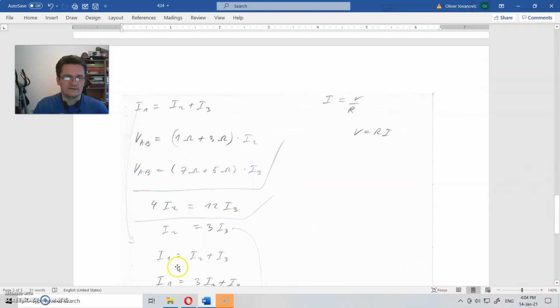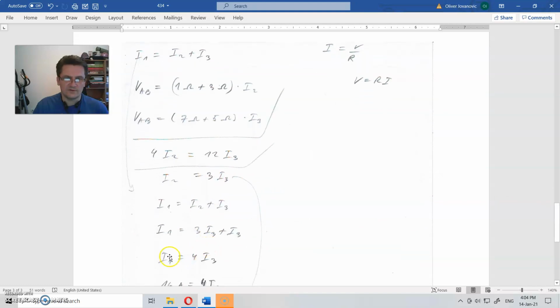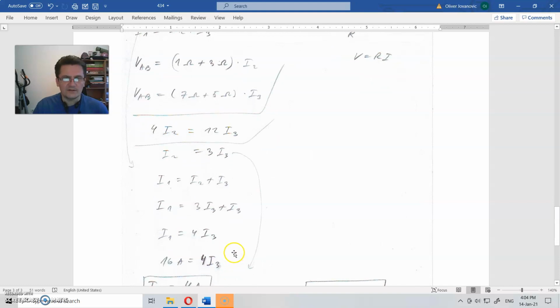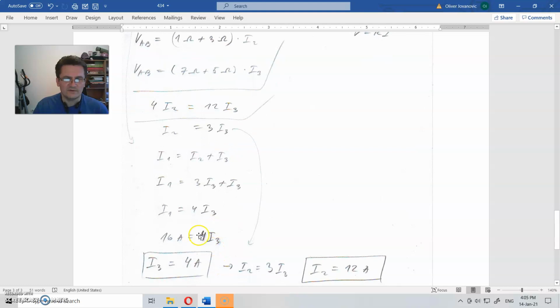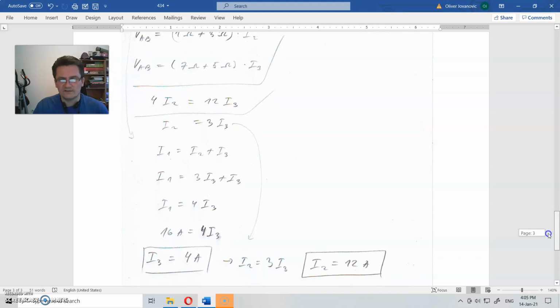And we have that I1 is equal to I2 plus I3. And as you can see, I2 is this much. So I1 is 4 times I3. This is not E, you do not call this E, doesn't matter. So 16 amperes is 4 I3. And from here, I3 is 4 amperes when you divide this by 4. This is I3, and I2 is 3 times as much, and that is 12 amperes. So current I3 is 4 amperes, current I2 is 12 amperes.